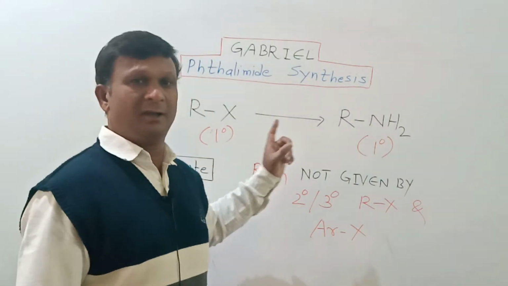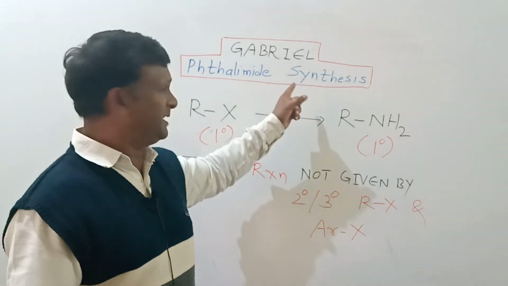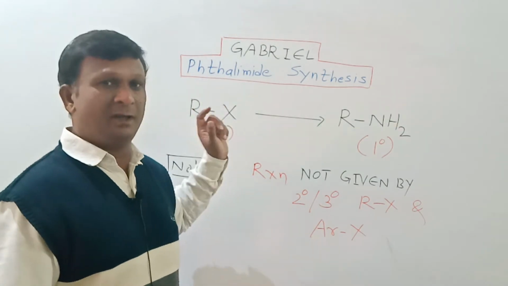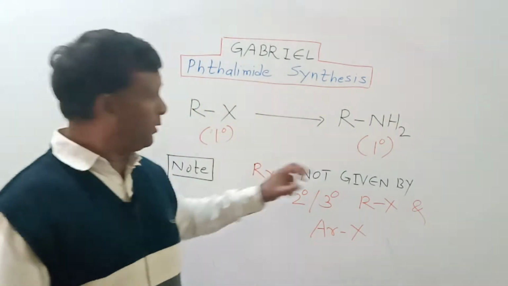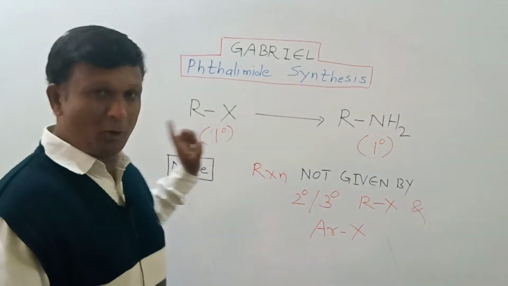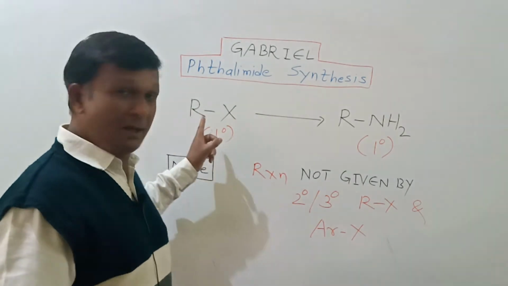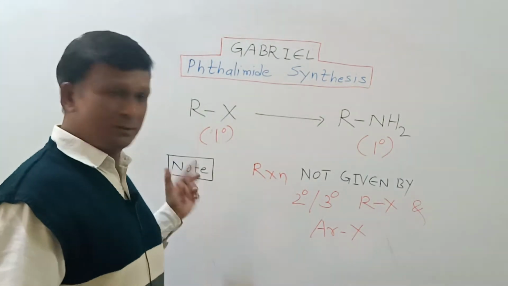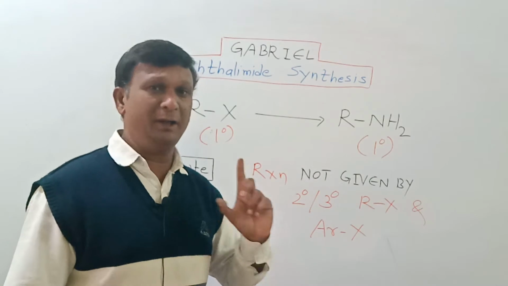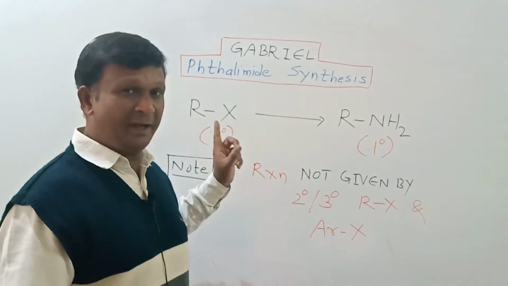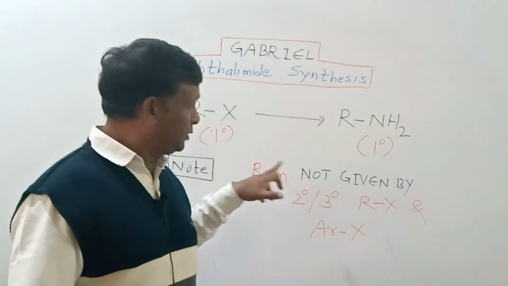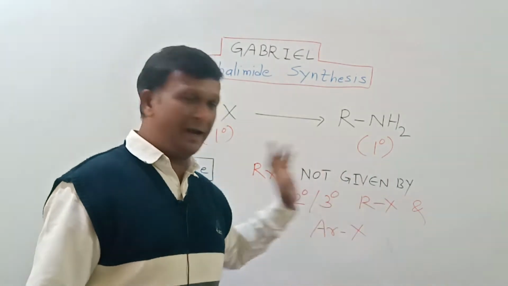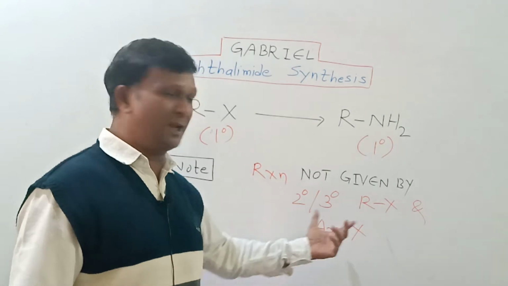Our today's topic is Gabriel Phthalimide synthesis. This synthetic scheme or reaction is particularly used for preparation of primary amines from primary alkyl halides. A very important point to note is that this reaction is given only by primary alkyl halides. This reaction is not given by secondary or tertiary alkyl halides and aromatic halides, aryl halides.